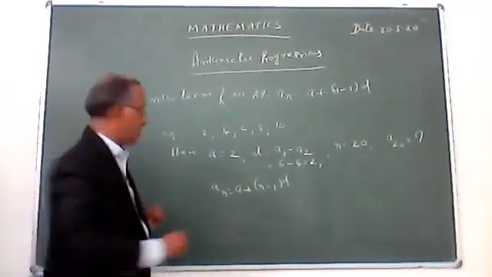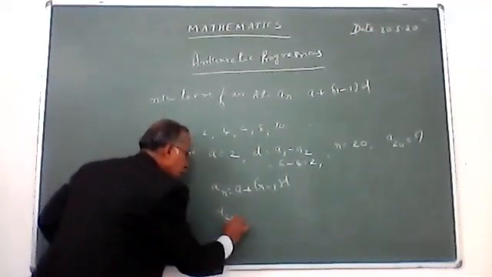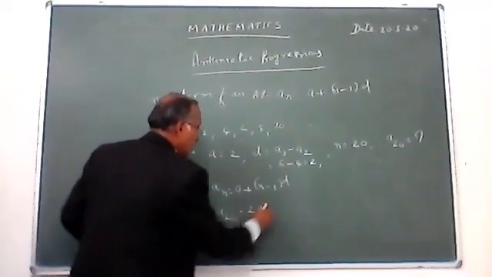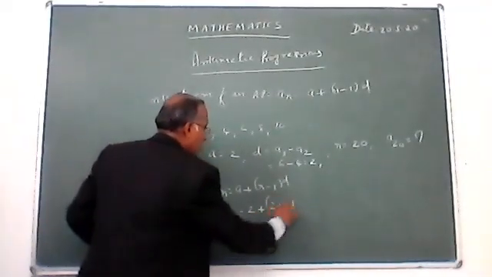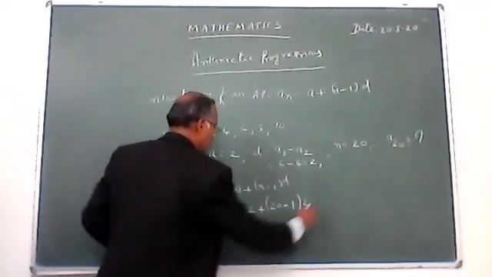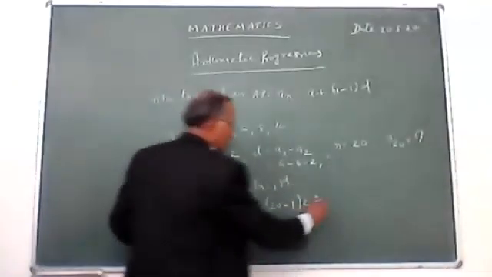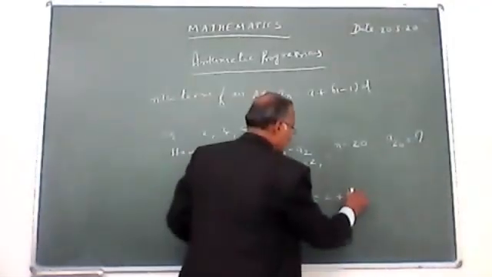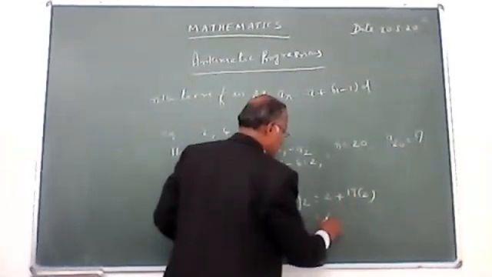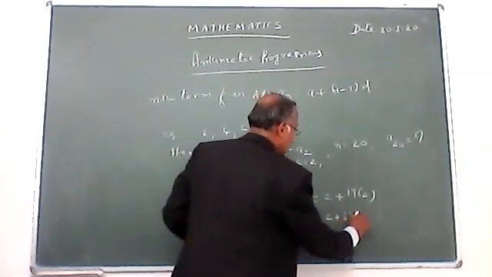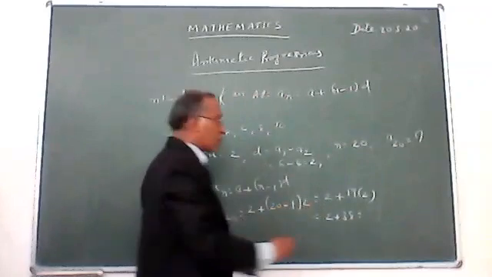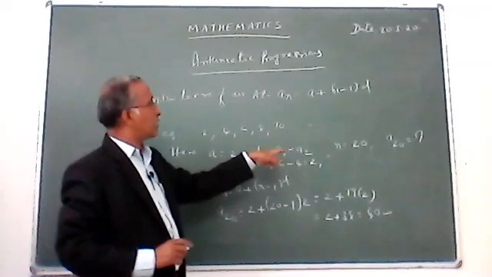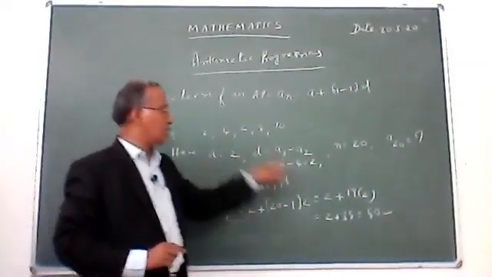We have to substitute. So A20 is equal to A, the first term, 2, plus N, the 20th term, minus 1, into the common difference, 2. This is equal to 2 plus 20 minus 1, 19, into 2, which is equal to 2 plus 19 twos are 38. 38 plus 2 is 40. Therefore, the 20th term of the given arithmetic sequence is 40.